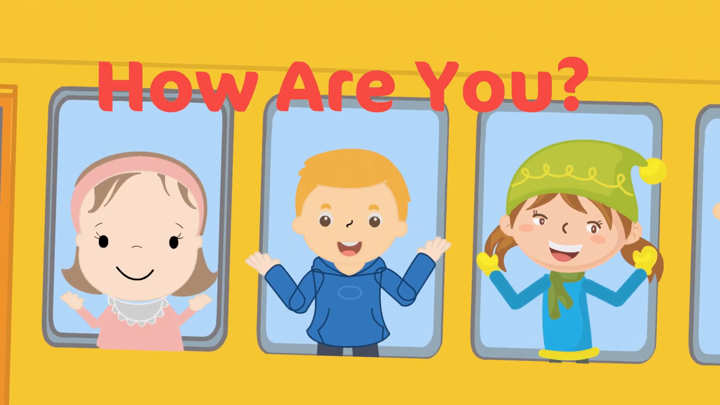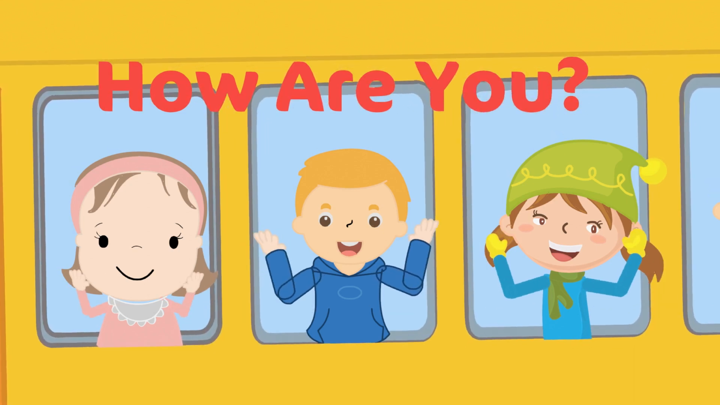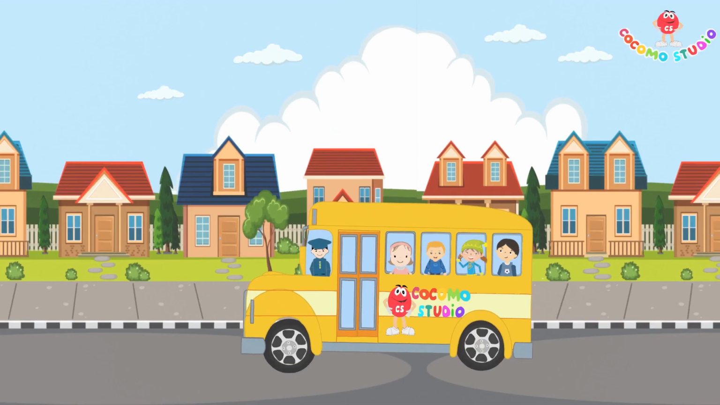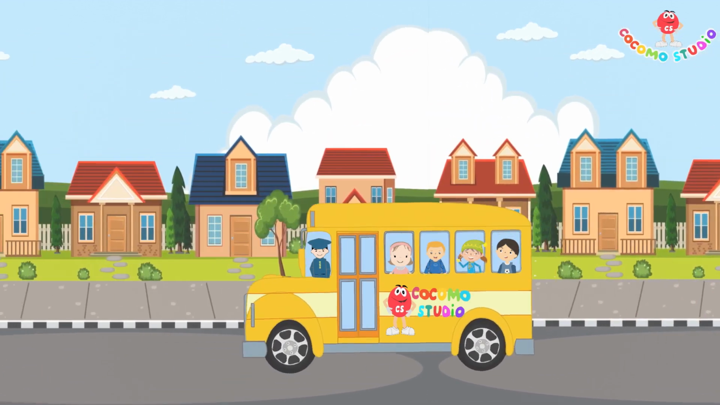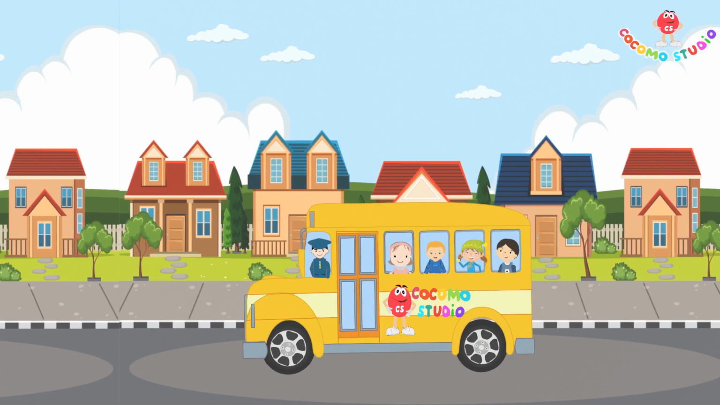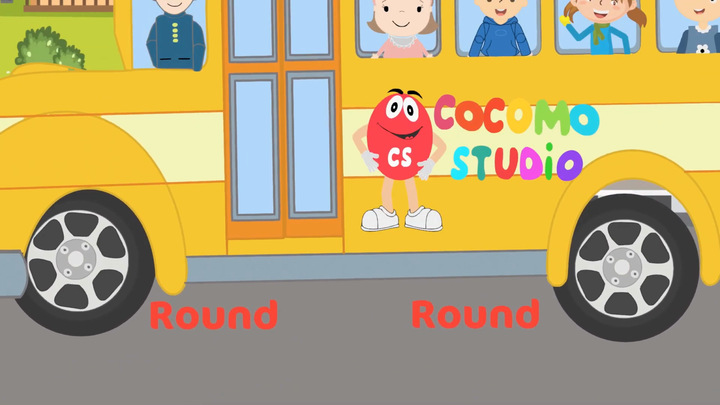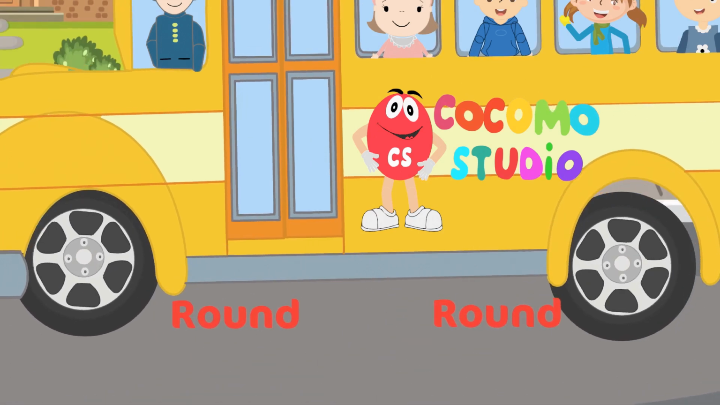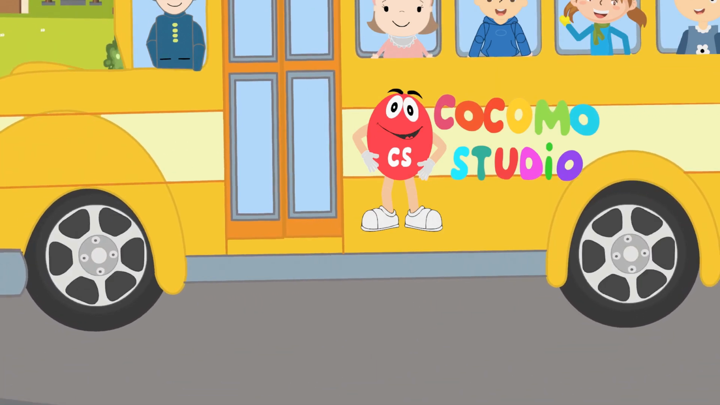Some of us say, how are you? How are you? How are you? Friends, some of us say, how are you? All through the town. The wheels on the bus go round and round, round and round, round and round. The wheels on the bus go round and round, all through the town.